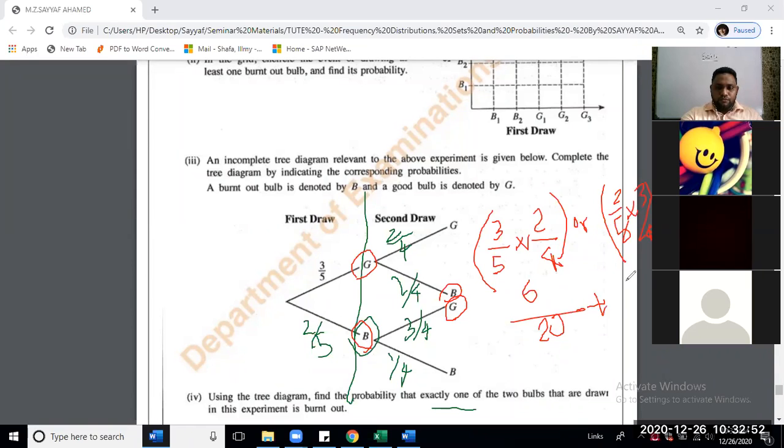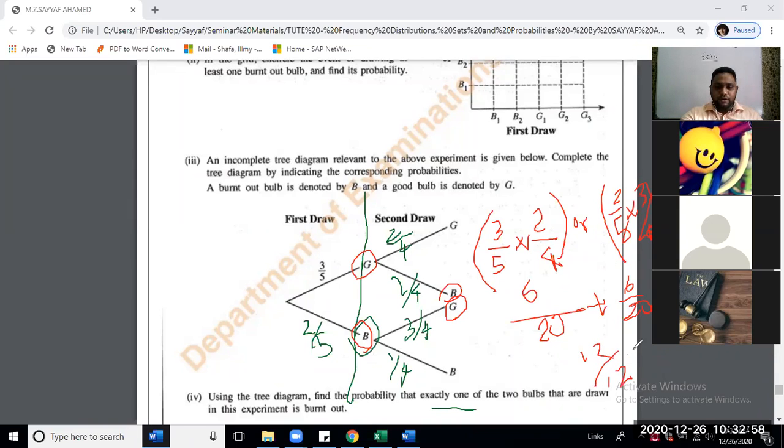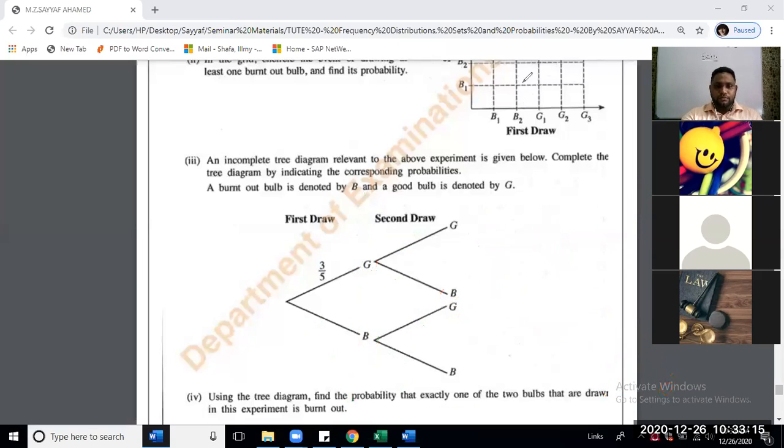Same 6 over 20. So the answer is 12 over 20. And if you simplify 12 over 20, you get 6 over 10 or 3 over 5. Right?